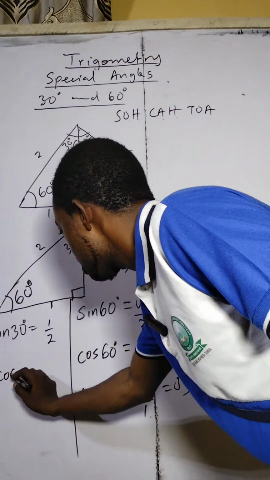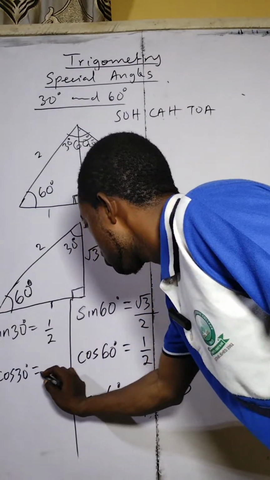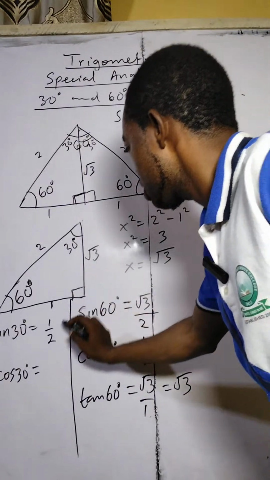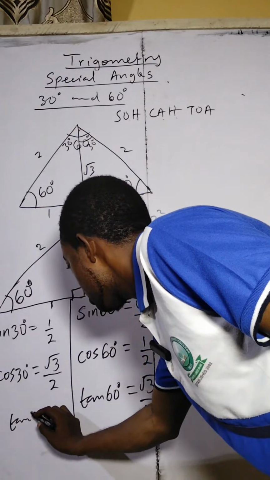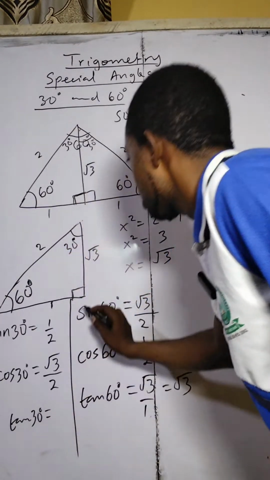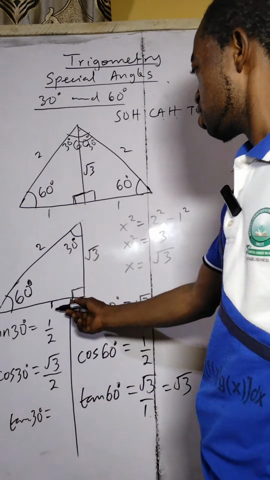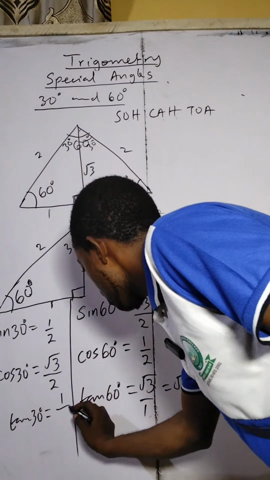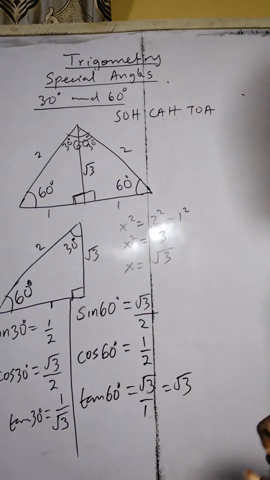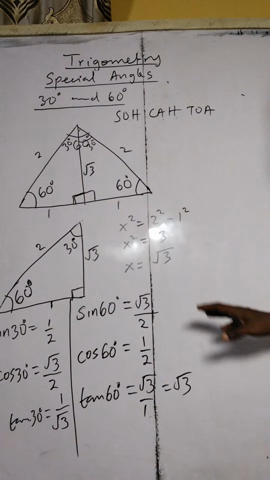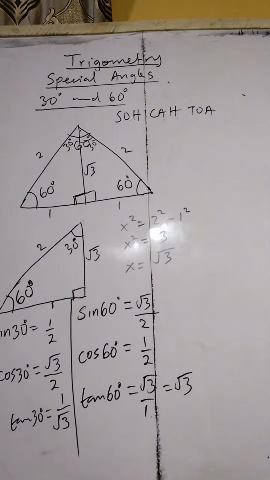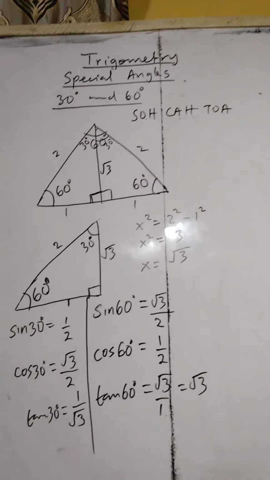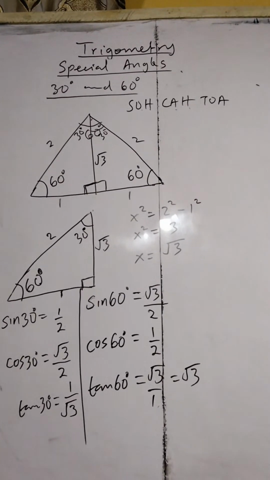Then cos 30 degrees. We have the adjacent of 30 degrees, that's root 3, over 2. Then tan 30 degrees, that's opposite over adjacent. Opposite is 1, adjacent is root 3, so 1 over root 3. So here we have the special angles of 30 degrees and 60 degrees. Without the use of table or calculator, we can solve problems on this.